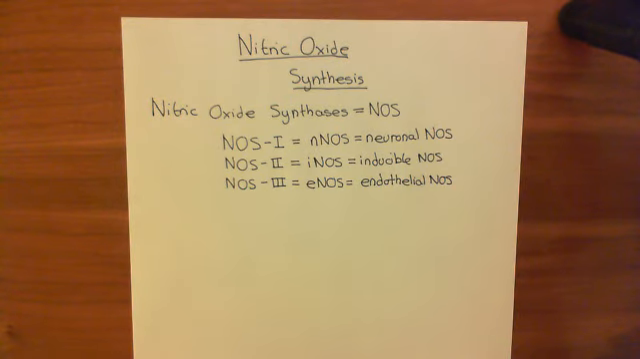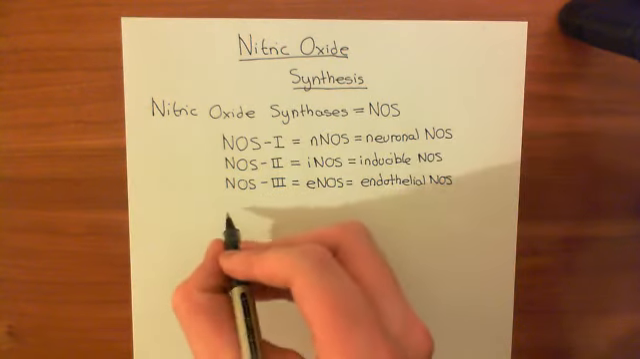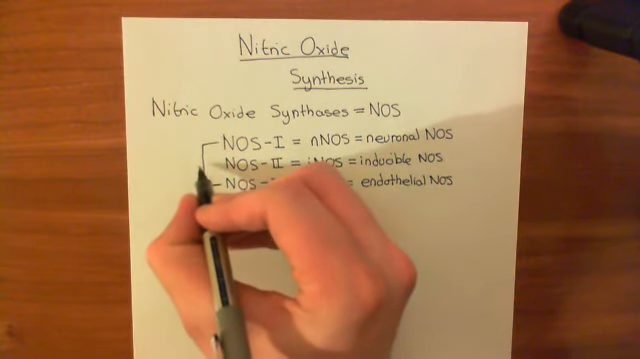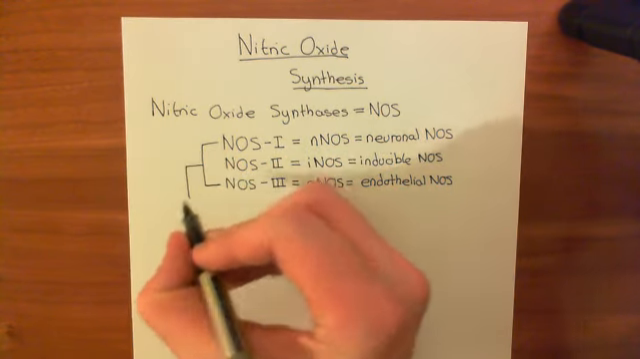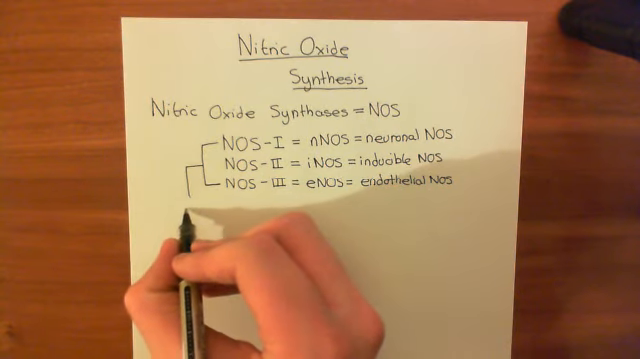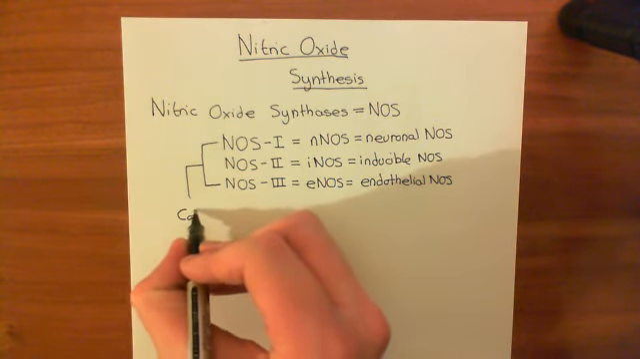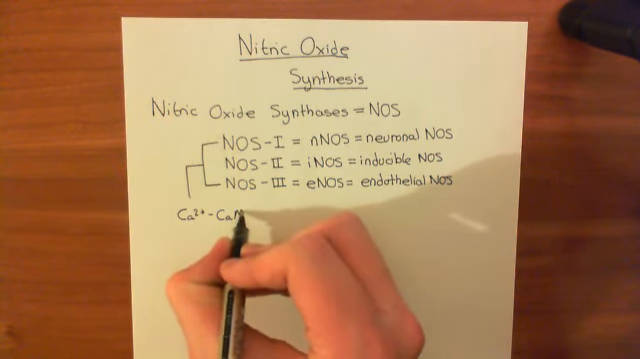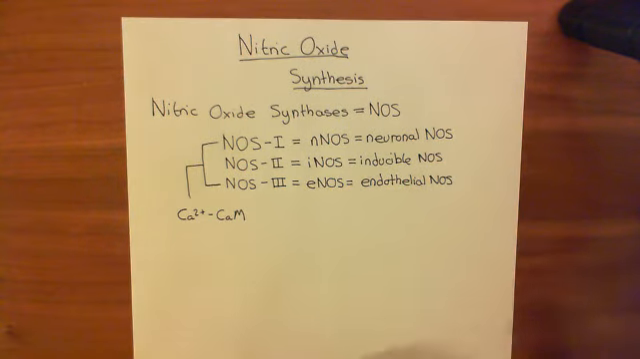Okay, now NOS1 and NOS3 are activated by calcium calmodulin complexes. So these are activated by calcium calmodulin complexes. So that's an important part of their activation. So in order to activate eNOS, you need a calcium calmodulin complex to bind to it, and then it will begin nitric oxide synthesis. The same for nNOS or NOS1.